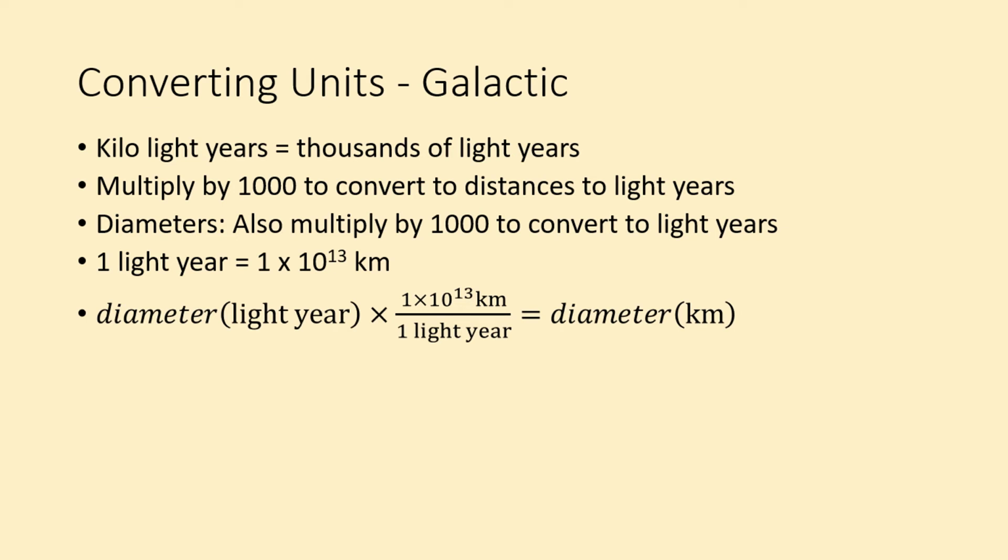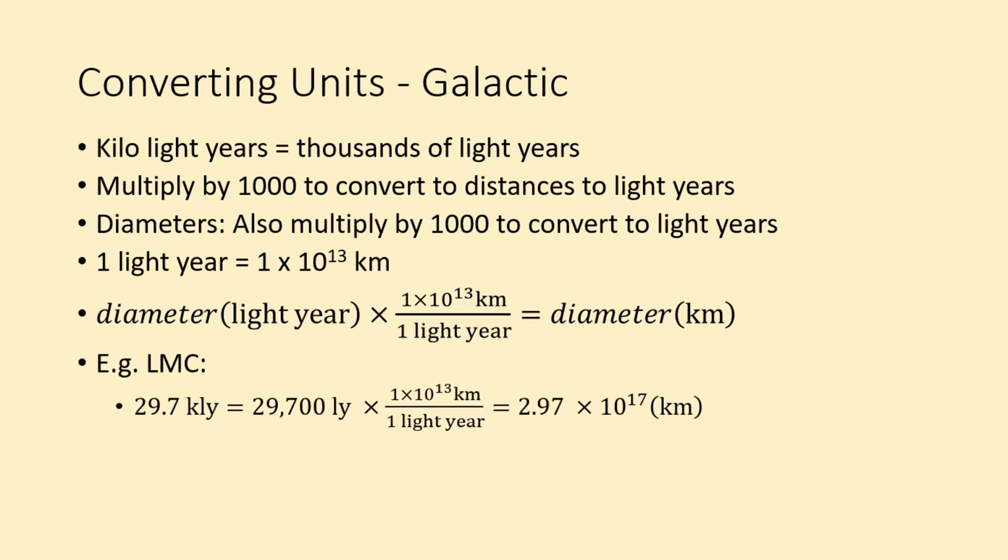For example, the Large Magellanic Cloud has a diameter of 29.7 kilolight years. This is the same as 29,700 light years. If we put that into the conversion formula, we get 2.97 times 10 to the 17 kilometers. Remember to be careful with the exponents when you're doing these calculations. Review the part of the math lecture that describes how to enter exponents into a calculator as you do this part.